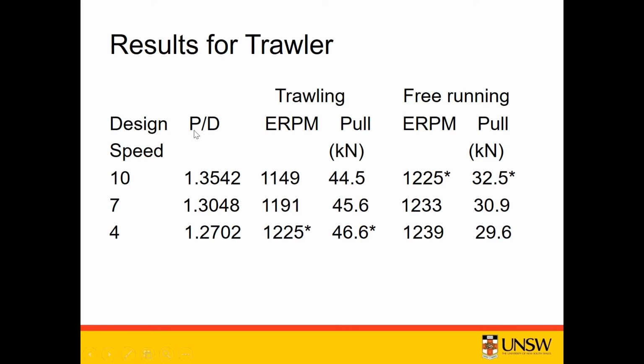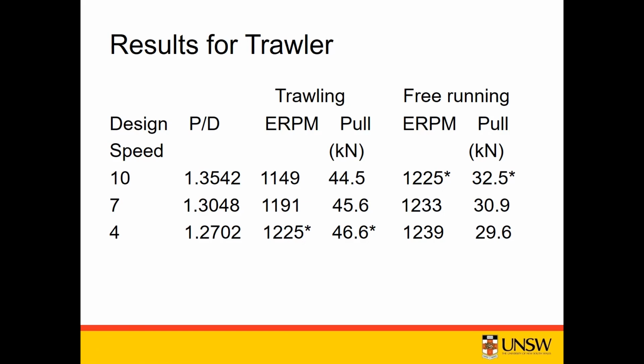You'll see here that if you design for free running, the free running design will give you the maximum pull when you are free running, 32.5 versus 30.9 and 29.6. If you design it for trawling, then obviously the trawling design is going to give you the maximum pull when you're trawling. So you've got 46.6 versus 45.6 versus 44.5. But if you have a look at this one here where we've designed for 7 knots, it gives you a little bit of both worlds.